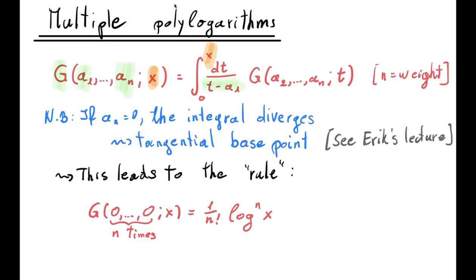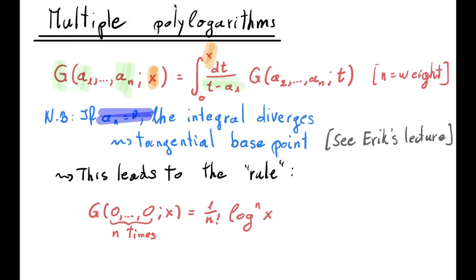Now, there are some caveats here in this definition, namely if an, the last index, is 0, you can check that the integral will diverge. You need the regularization prescription. As far as I know, Eric will cover this in his lecture, something called tangential base point regularization. I'm not going to give you the details of that here.